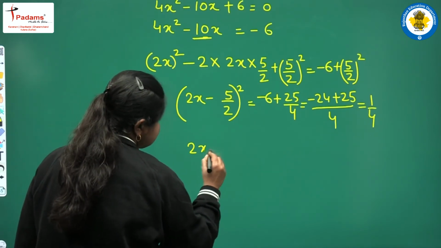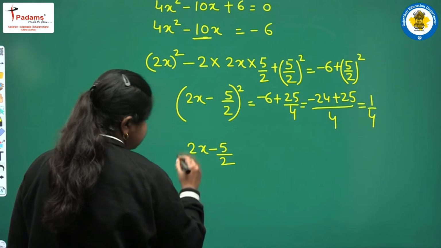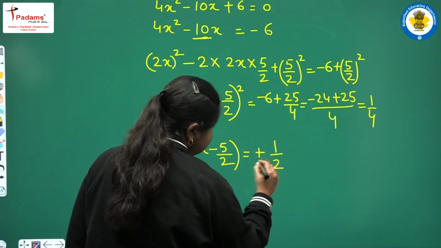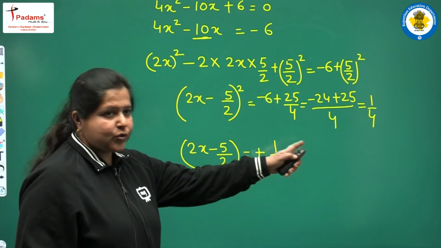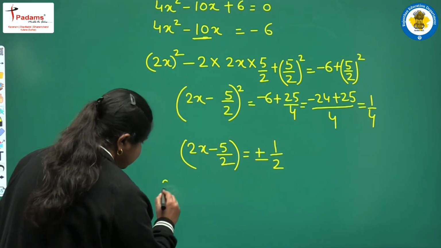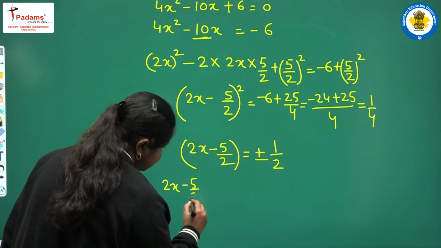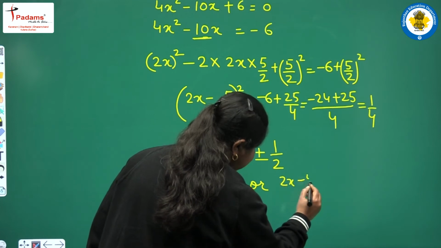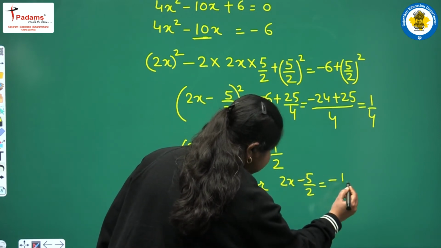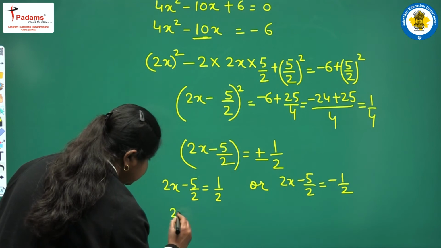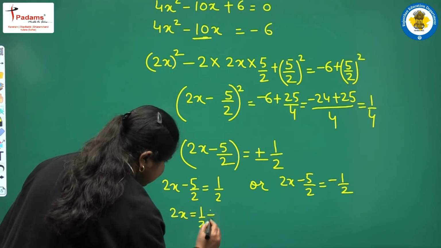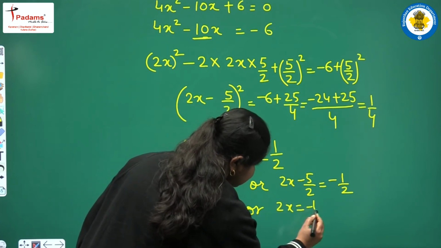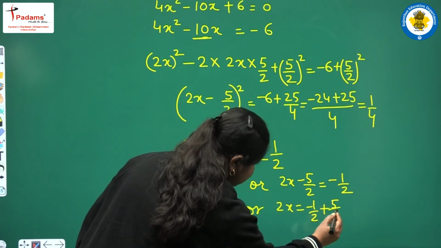ये बचेगा 2x minus 5 by 2 on taking the square root, and here we will be having 1 upon 2 plus minus. Square root of 1 is 1, square root of 4 is 2. Now 2x minus 5 by 2 is equal to plus 1 by 2, or 2x minus 5 by 2 is equal to minus 1 by 2. From here 2x is equal to 1 by 2 plus 5 by 2, or 2x is equal to minus 1 by 2 plus 5 by 2.